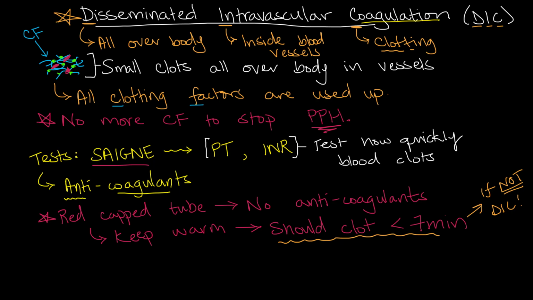And so the treatment protocol for issues with clotting is to give what's known as fresh frozen plasma, or FFP. And FFP has clotting factors in it. This is from donated blood, so it'll have other people's clotting factors in it that will then be able to replenish all of these clotting factors that have disappeared due to small clots all over the body or because of the bleeding from the postpartum hemorrhage.